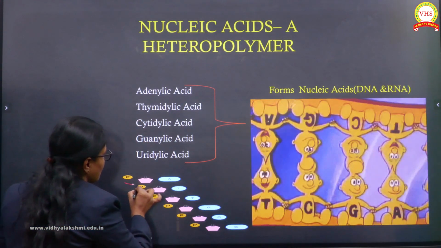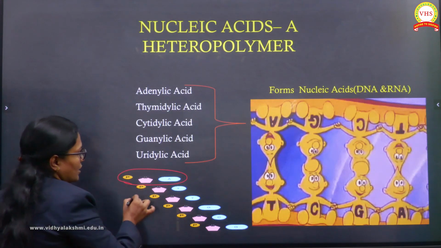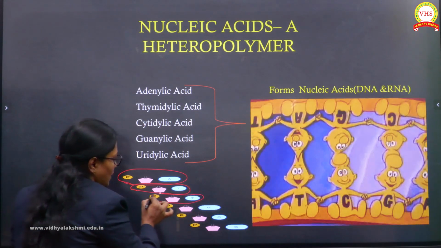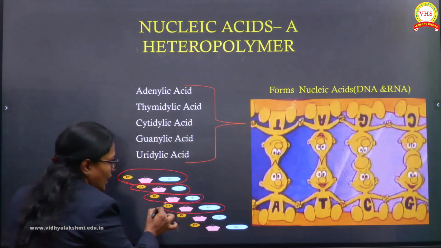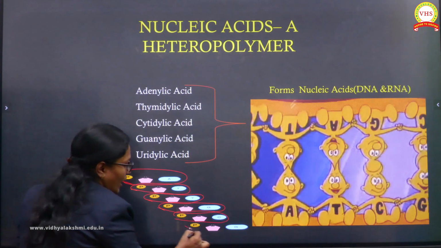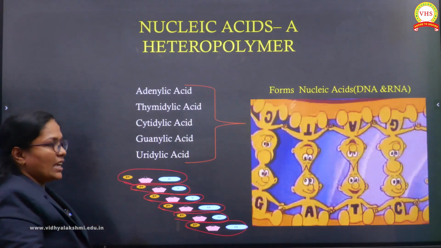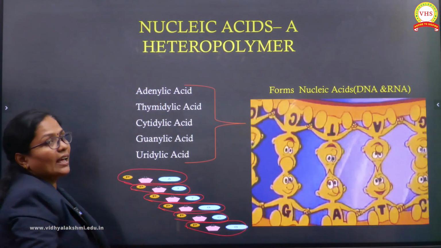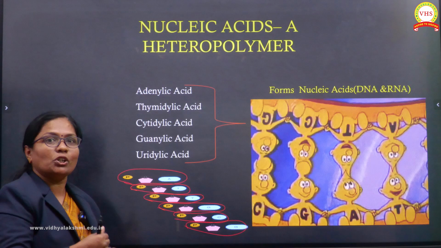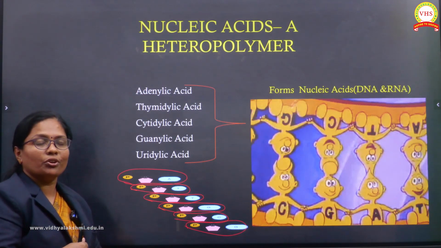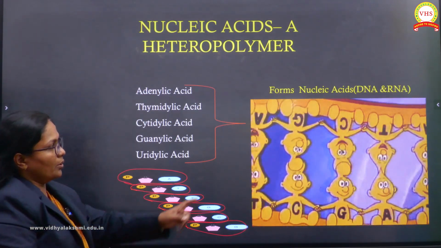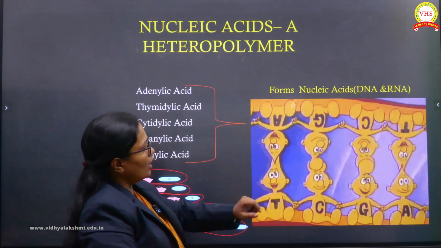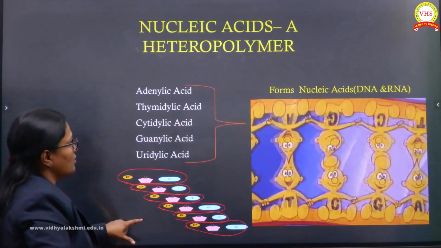Now look at here, this unit is adenylic acid. This unit is thymidylic acid. Again, one more thymidylic acid. Again, guanylic acid. Cytidylic acid. Again, guanylic acid. So why we say, since the units are different, each unit is different, you call it as heteropolymer. Each nucleotide is different. Different monomer unit forms heteropolymer. You can look at here that adenine, thymine, guanine, cytosine, right? Like it's going, it's chained like that.